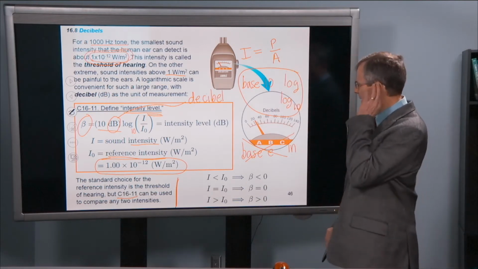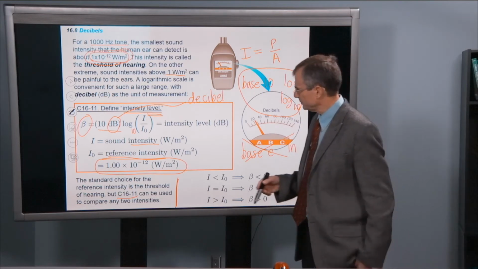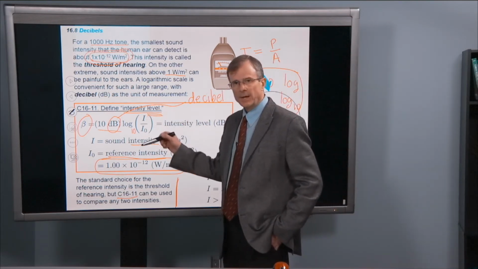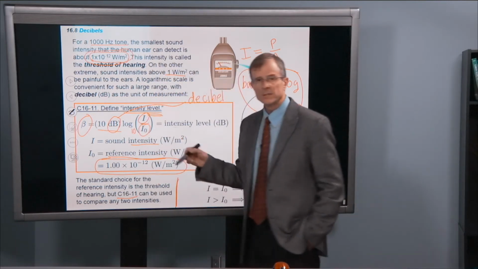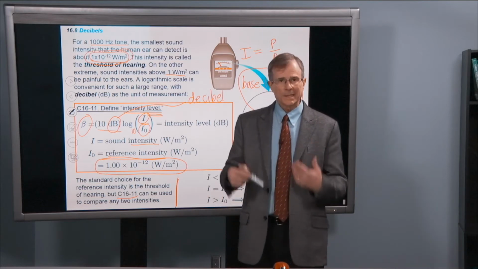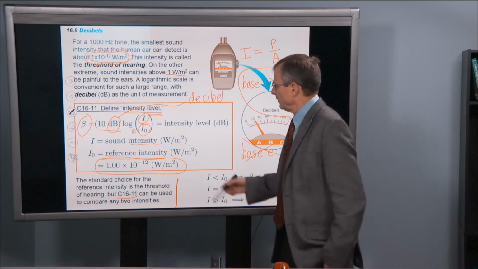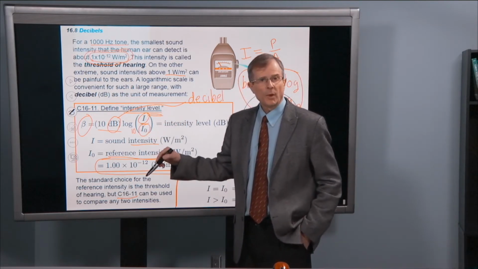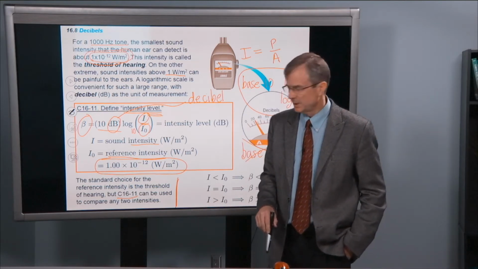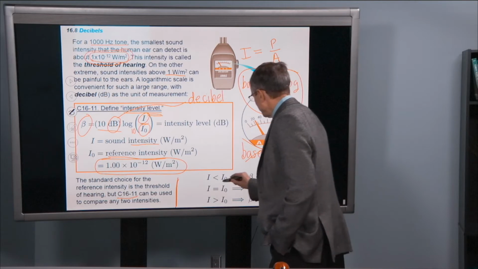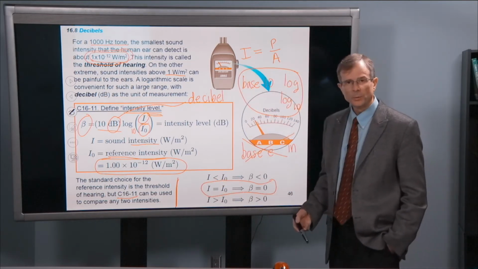So now, knowing the properties of the logarithm, and it may have been a while since you've thought about logarithms, if I equals I naught, so this is the same as this. So if the sound intensity that you're considering is equal to the sound intensity of the reference, then I divided by I naught will be 1. And the log of 1 is 0. So that's this case here. If I equals I naught, then beta will be 0.